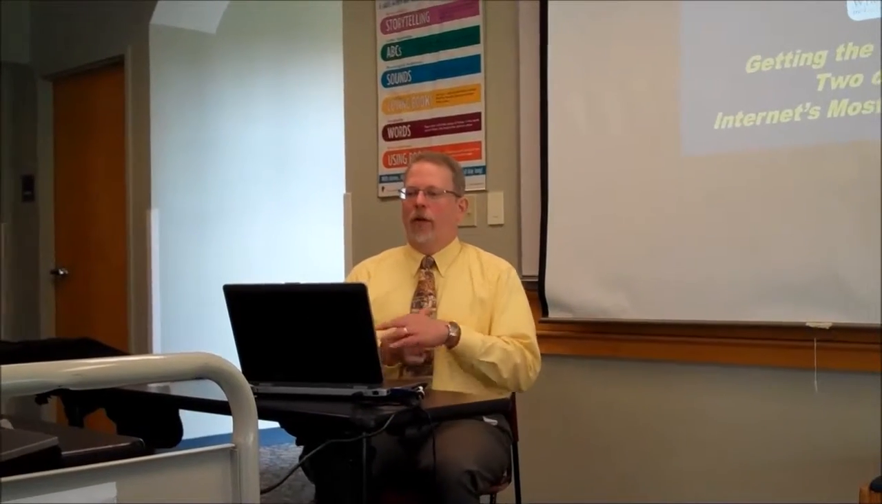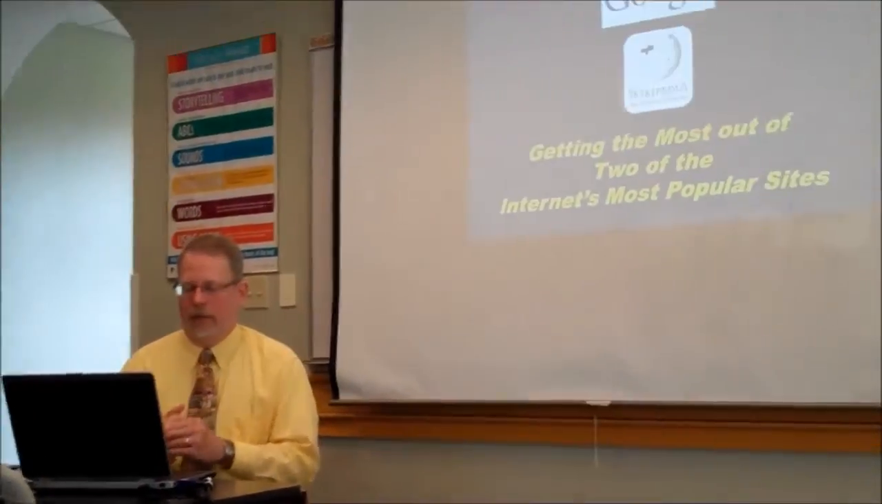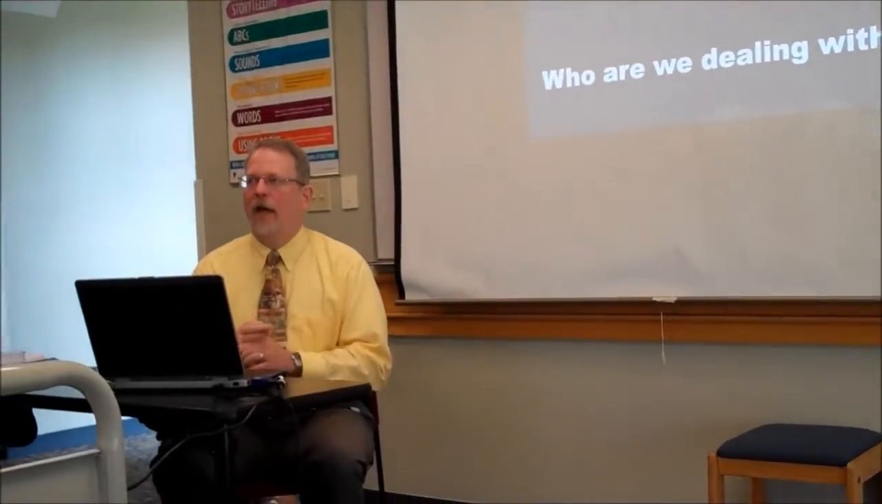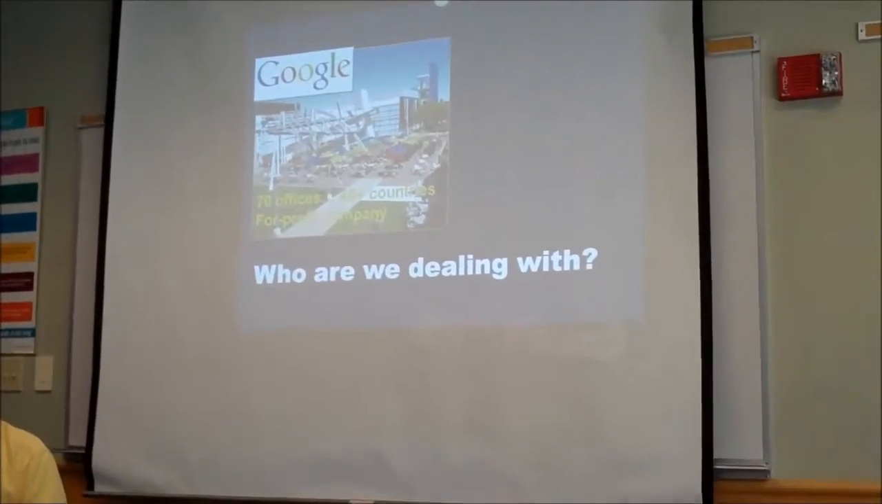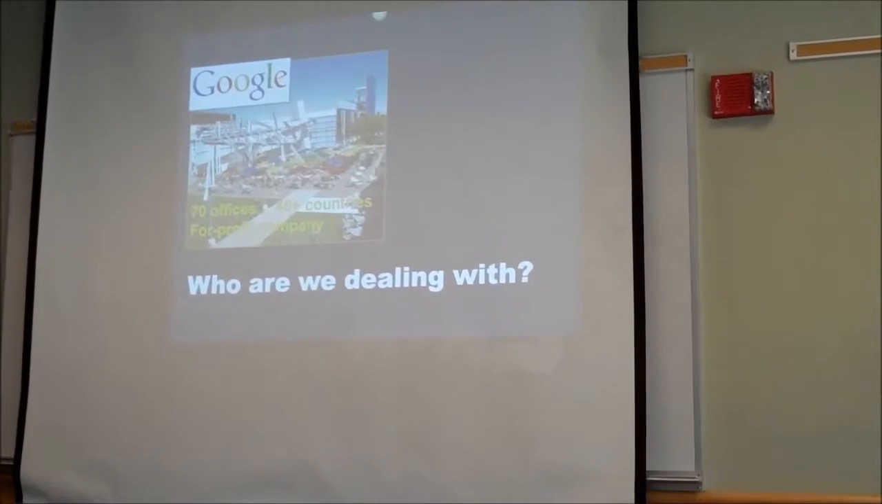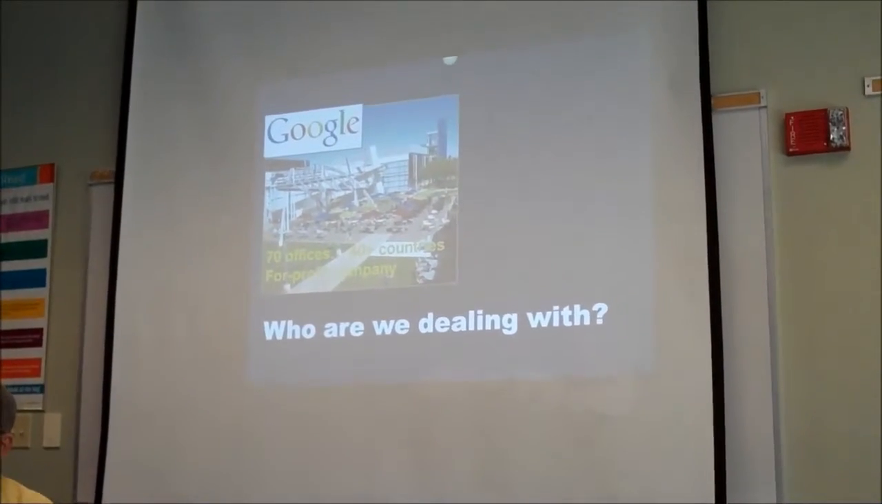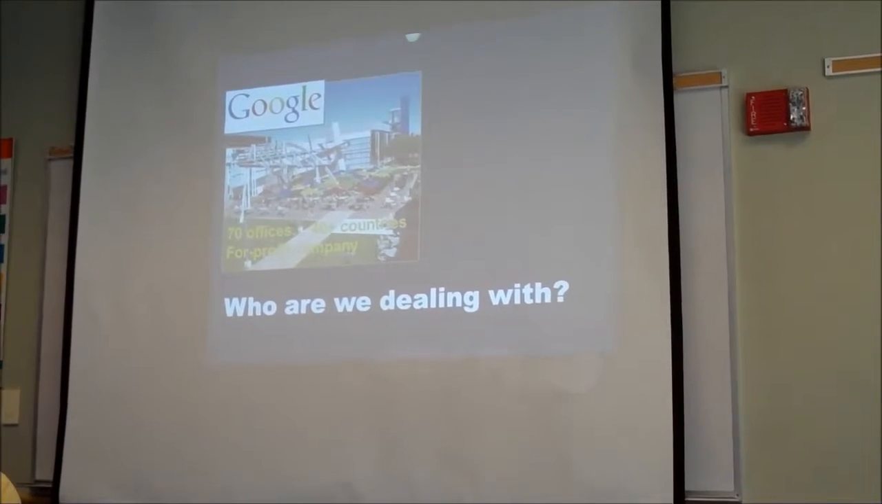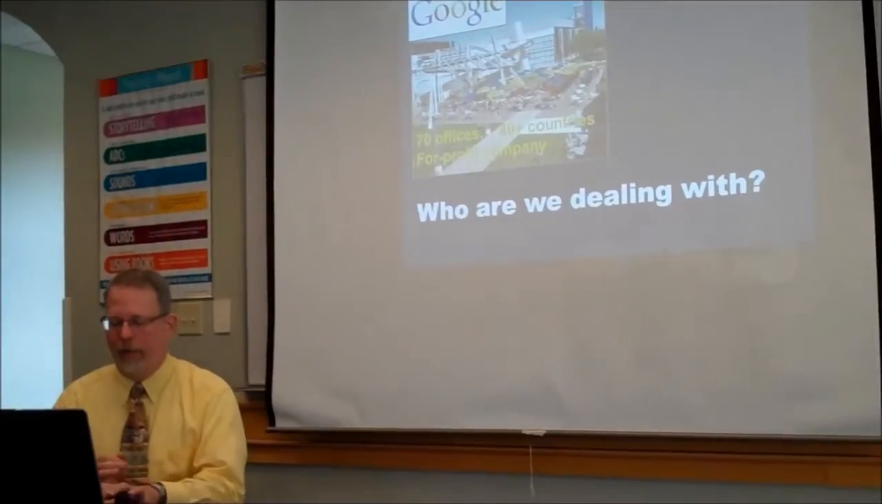Okay, so first of all, we're going to talk about Googling and Wikiing, getting the most out of two of the internet's most popular sites. Just to give you an idea of who is behind these sorts of things, Google has 70 offices in 40 countries all around the world, and they are for-profit corporations. They are not out necessarily to make your life easier, they are out to make money. If your life is easier by using them, that helps make them money. But they're out for a profit.